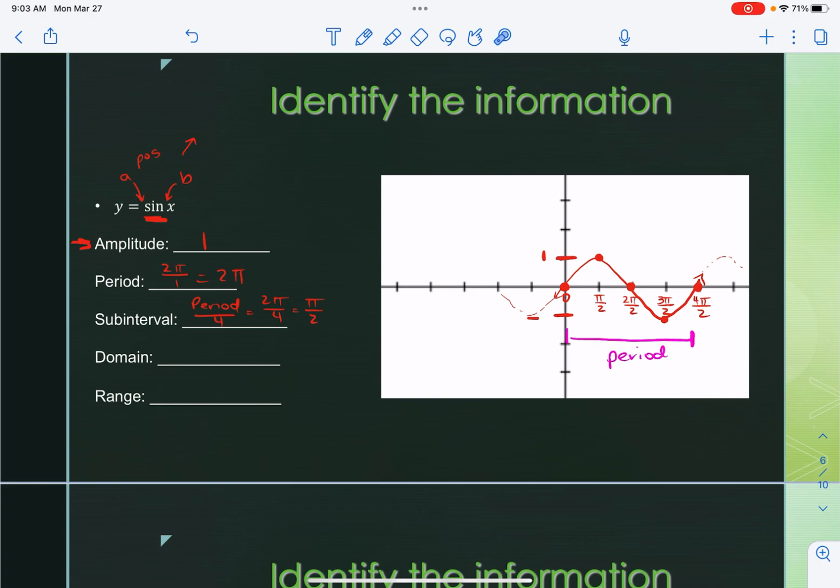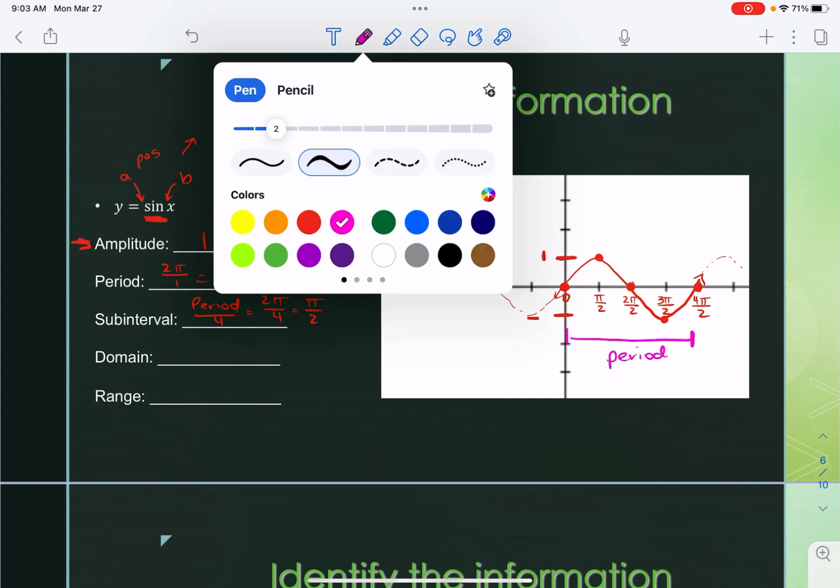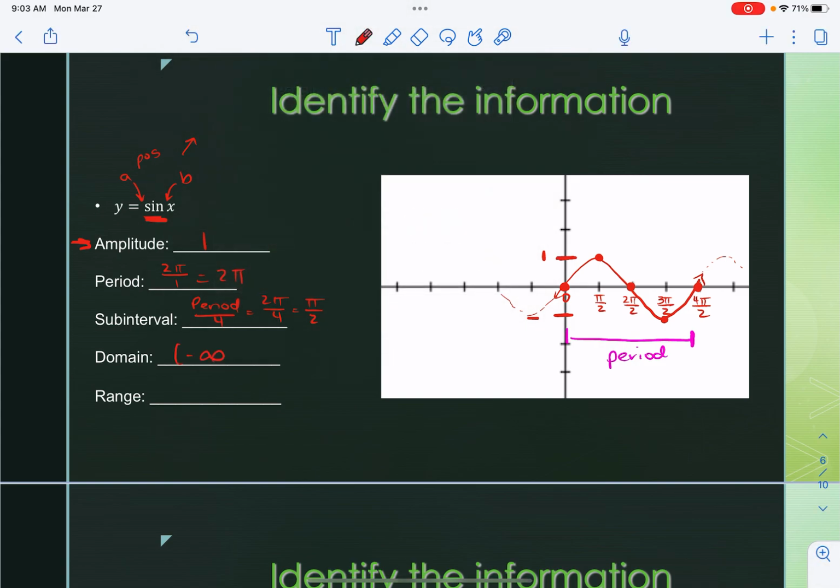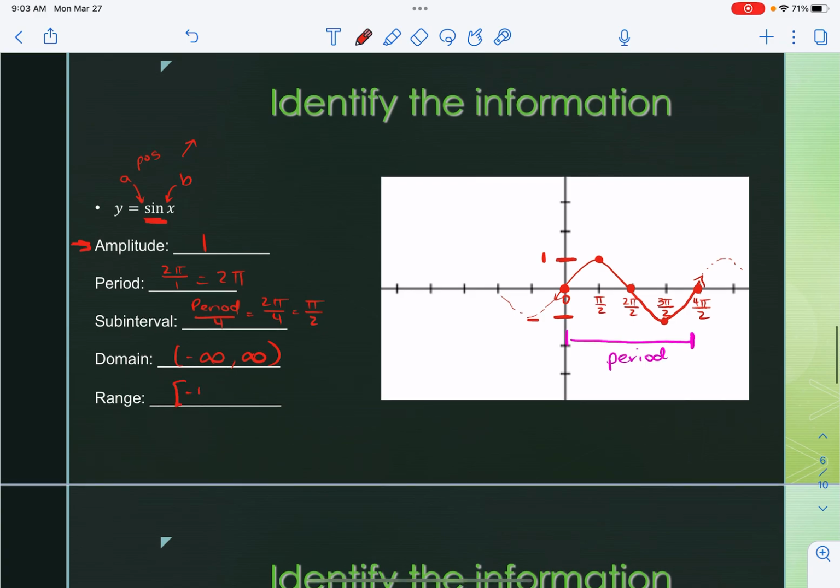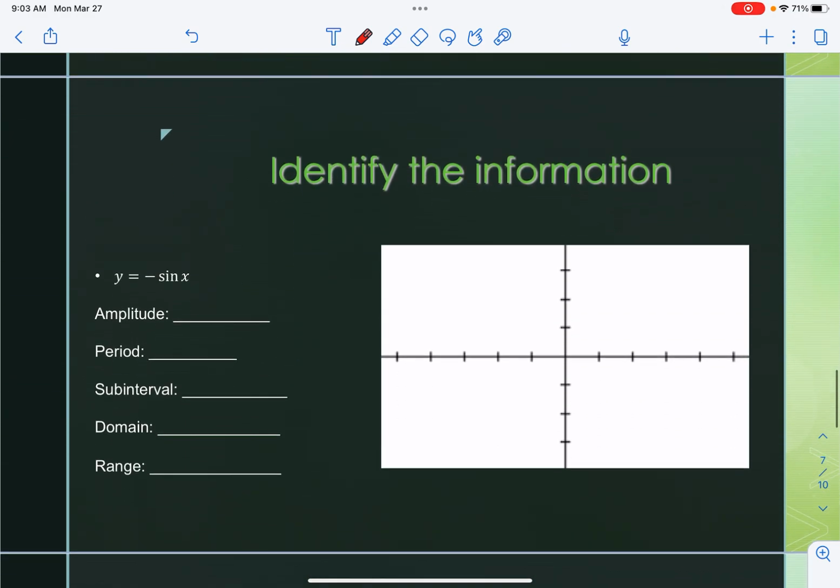Now look at the domain. Remember that I said it keeps on going? So the domain here is going to be from negative infinity to infinity. And the range, the highest it can go is 1, and the lowest it can go is negative 1. I am including these points, so negative 1 to 1. And that would be the range. Let's try the next one.